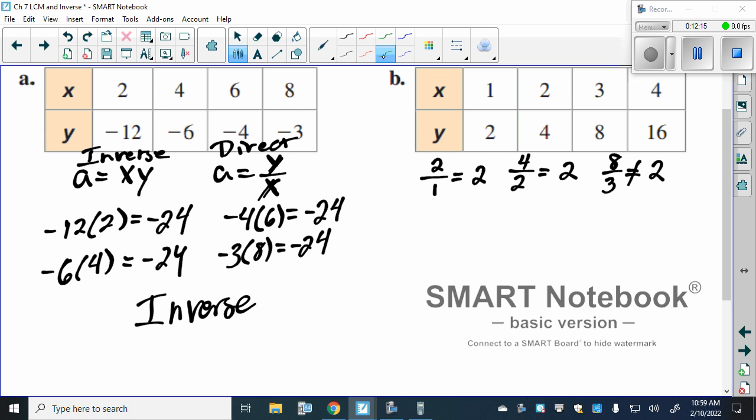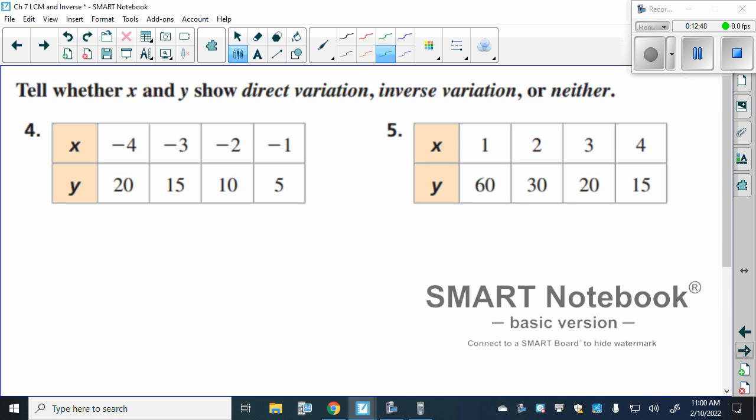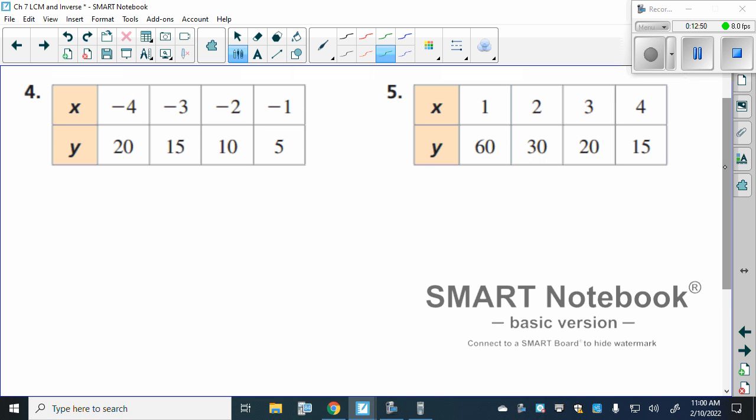Now, inverse, we can go on and check it. 2 times 1 is 2. 2 times 4 is 8. So this here would be neither, because we don't get a constant term for inverse and we don't get a constant term for direct. Because we need that value of a to be the same all the way across. Questions on this here? Let's look at the next two.